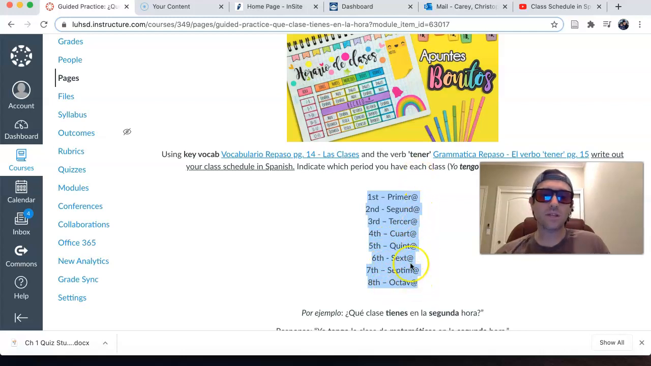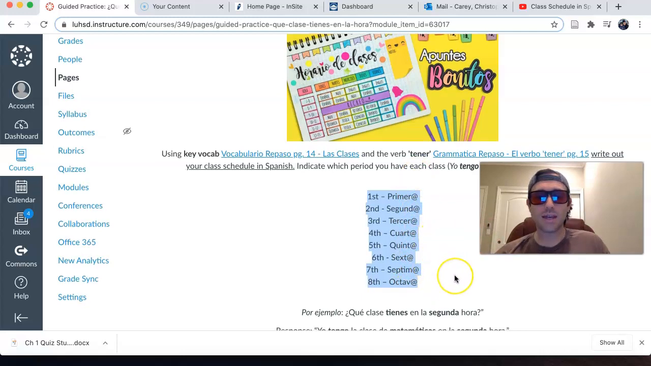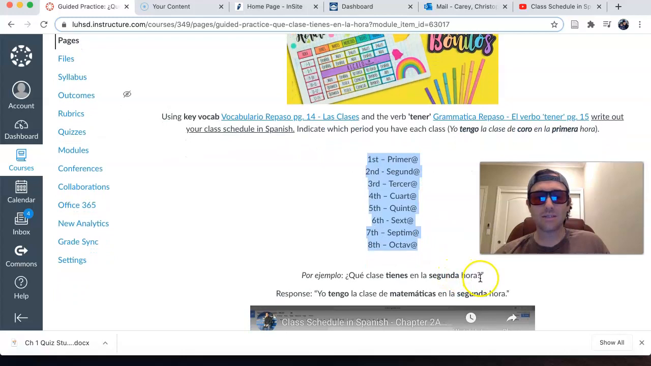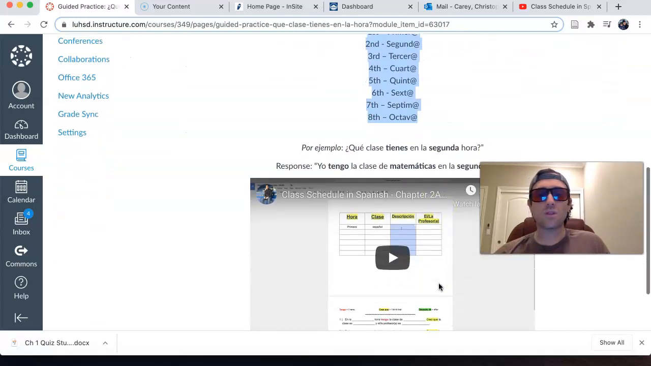These all have at symbols at the end because they can end in O or A. In this case, we're going to use the A ending because we're talking about your classes. So for example, yo tengo ¿Qué clase tienes en la segunda hora? Using the verb tener, yo tengo la clase de matemáticas en la segunda hora.